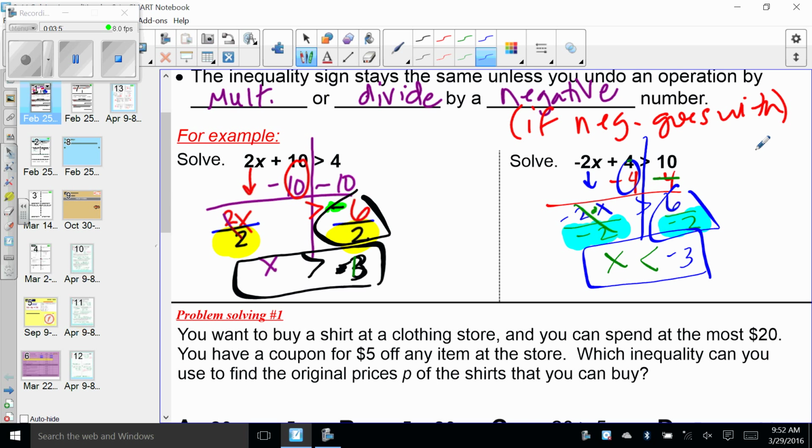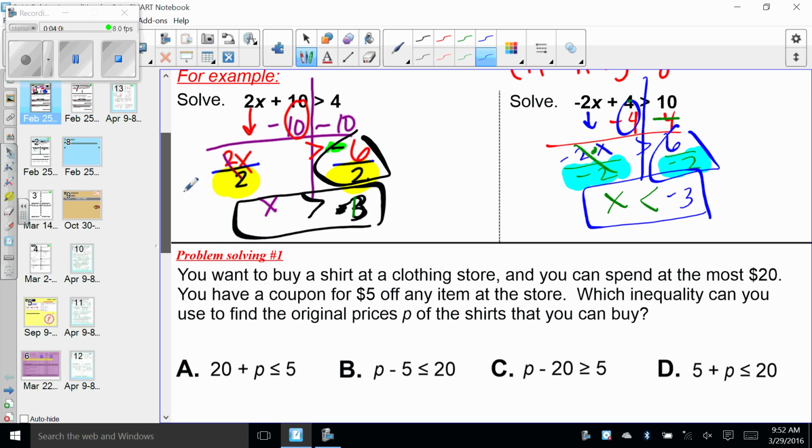So you'll notice the problem on the left, we did not have to flip the sign because we divided by a positive 2. Problem on the right, we divided by a negative 2, so the sign flips. So just take a look at the difference between these two problems. That's really the difference in this entire lesson, right here in those two example problems.